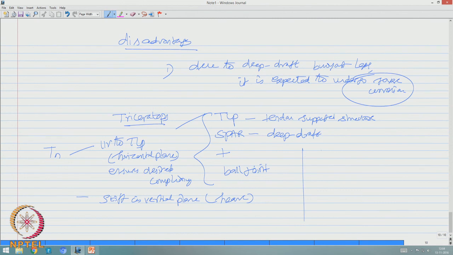Therefore, without compromising the operational advantages, the structural form is conceived which is highly novel.